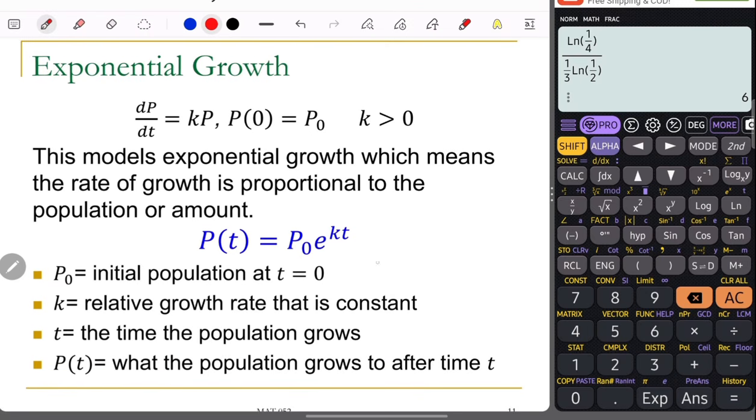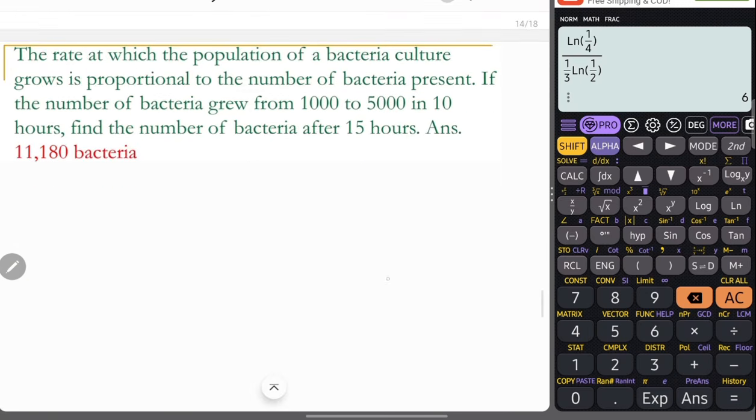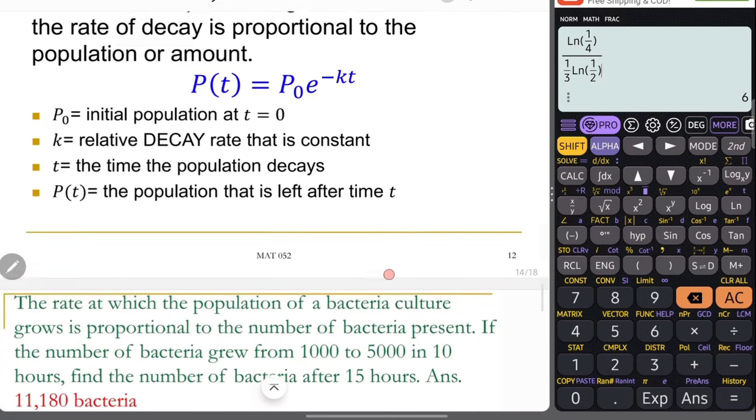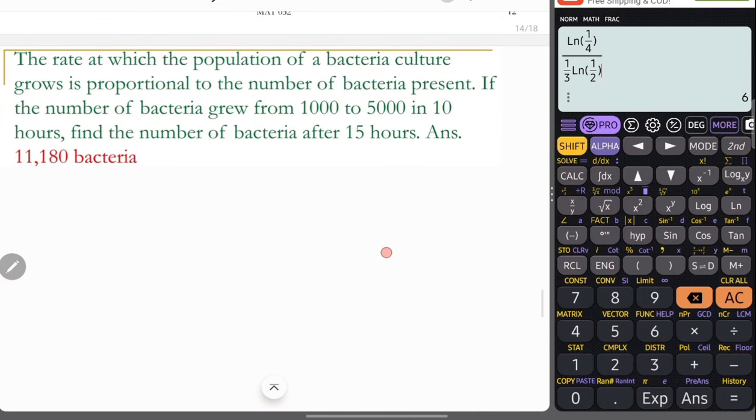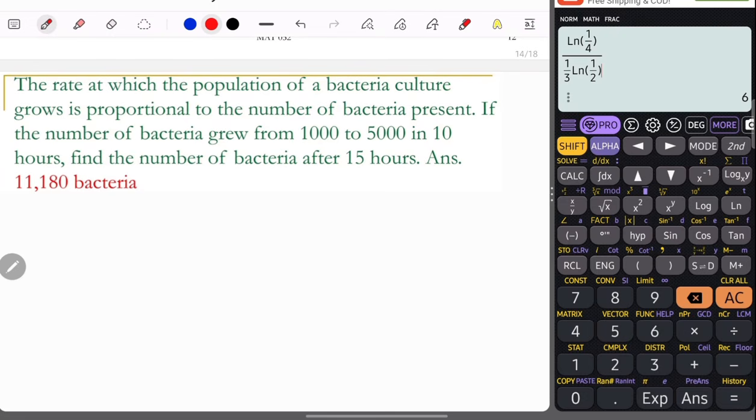So let's have some examples. The rate at which the population of a bacteria culture grows is proportional to the number of bacteria present. So if the number of bacteria grew from 1,000 to 5,000 in 10 hours, find the number of bacteria after 15 hours. First, write the given.